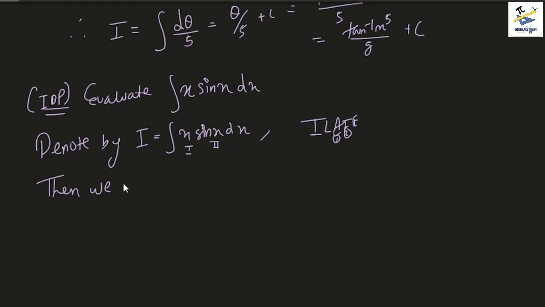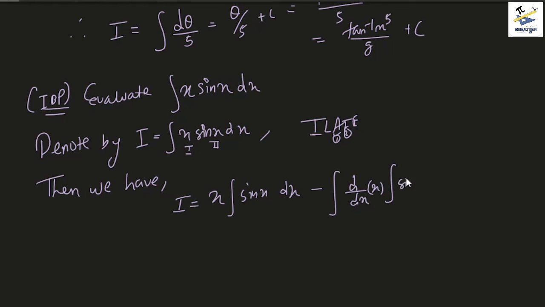Then we have I equals x into the integral of sin x dx, minus the derivative of x, which is d/dx of x, into the integral of sin x dx, and the whole thing is dx here, right? Now the integral of sin x is minus cos x, so this is minus x cos x, minus d/dx of x, which is just 1, and the integral of sin x is again minus cos x, right?